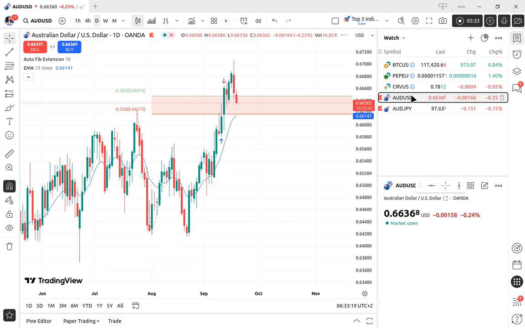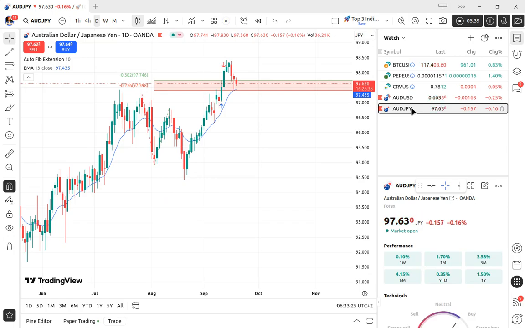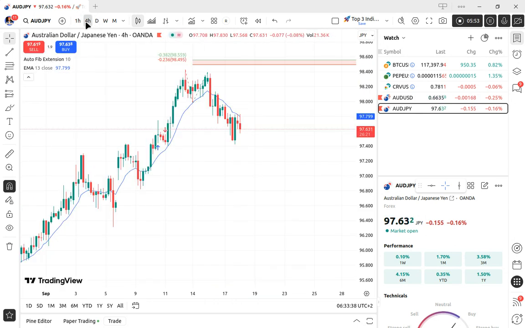This is clearly a buy signal. The only challenge is it hasn't touched the 15 EMA.